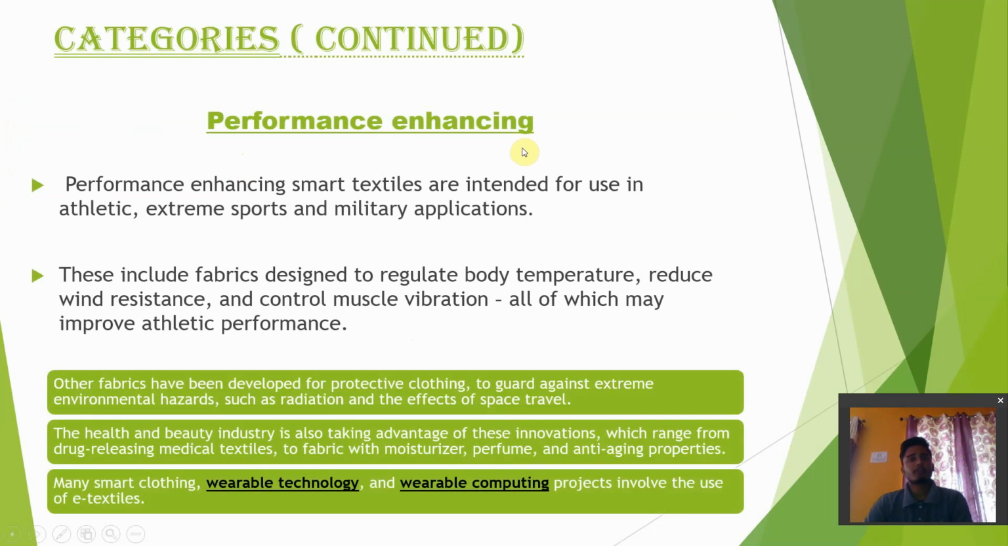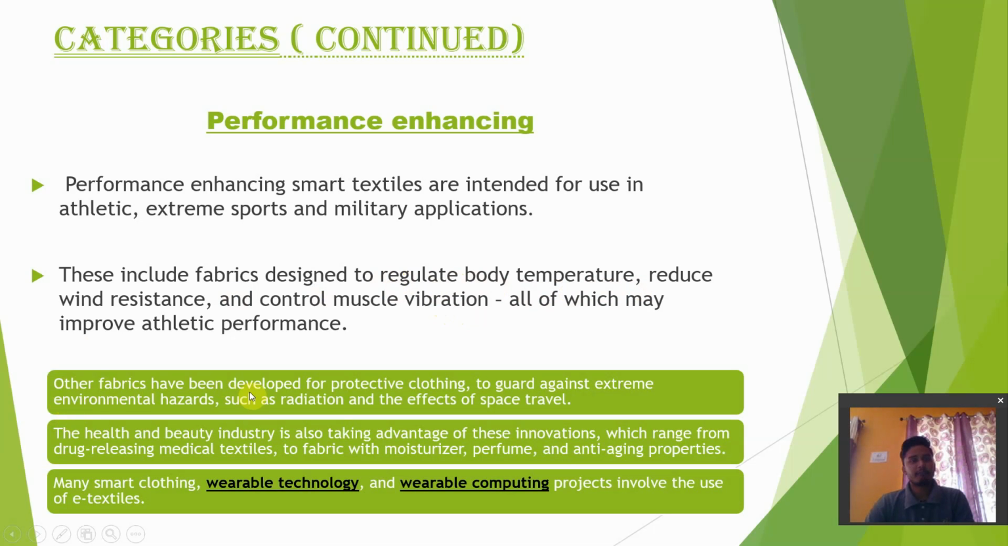Now let's talk about performance enhancing. As the name suggests, these fabrics are used to enhance the performance of athletes and military personnel. So let's read this. Performance enhancing smart textiles are intended for use in athletic, extreme sports and military applications. These include fabrics designed to regulate body temperature, reduce wind resistance and control muscle vibration. So these fabrics actually enhance our performance by controlling muscle vibrations and regulating body temperature. It can heat up or cool down according to the body.